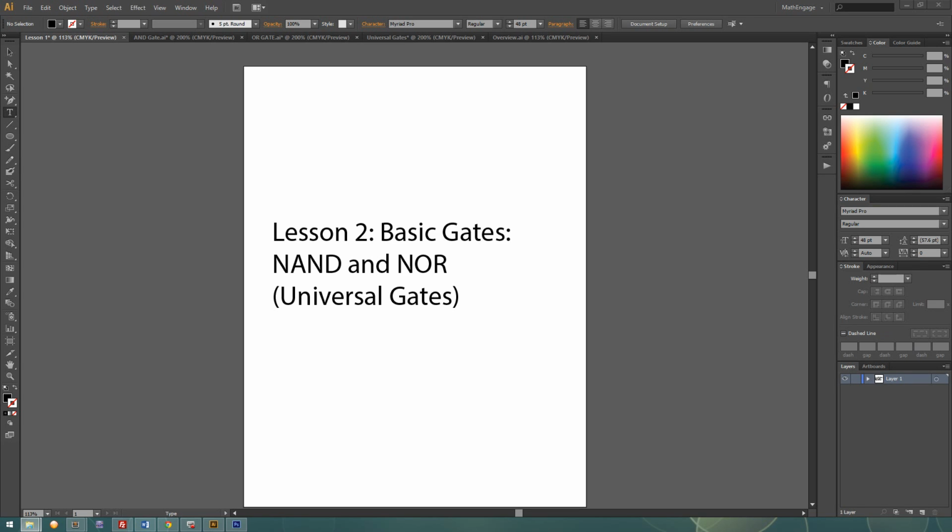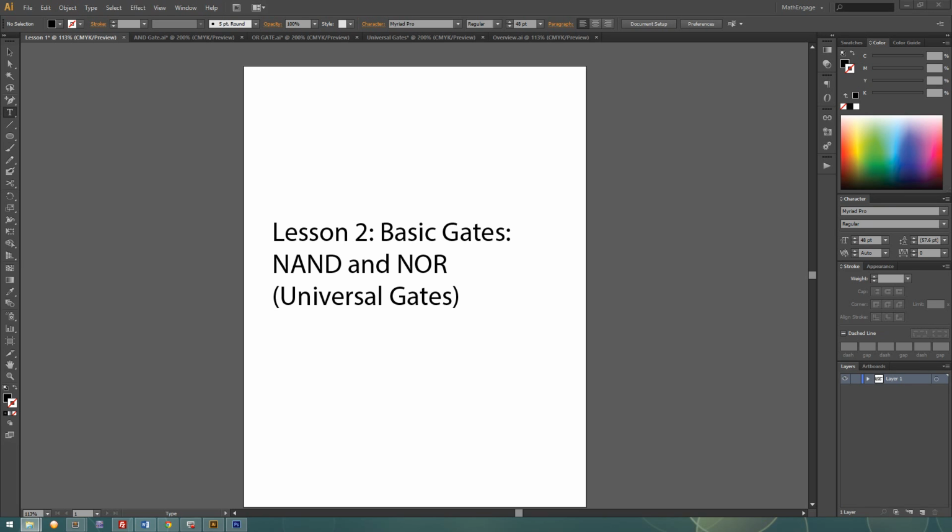Hey guys, welcome to lesson 2, where we're going to be covering NAND and NOR gates, also commonly known as the universal gates, because the NAND and the NOR can represent the AND, the NOT, as well as the OR gates. We won't go into detail of how to do that until future lectures, because I feel that after we learn the truth table and K-maps, then we can easily do this. If not, then it's going to be a little harder to explain and everyone's going to get confused.